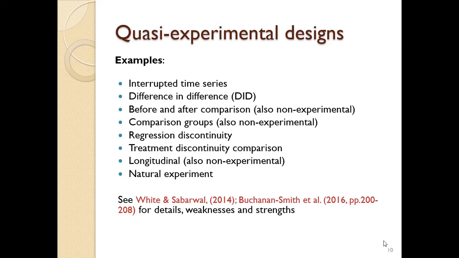Examples of these quasi-experimental designs could be interrupted time series, whereby after every certain period of time the evaluations are done. Difference in differences, whereby they assess what kind of change has happened over time between the comparison and intervention groups, or before and after comparison, or regression discontinuity, or treatment discontinuity comparison, or natural experiment. All these are part of the quasi-experimental designs that an evaluation can use.